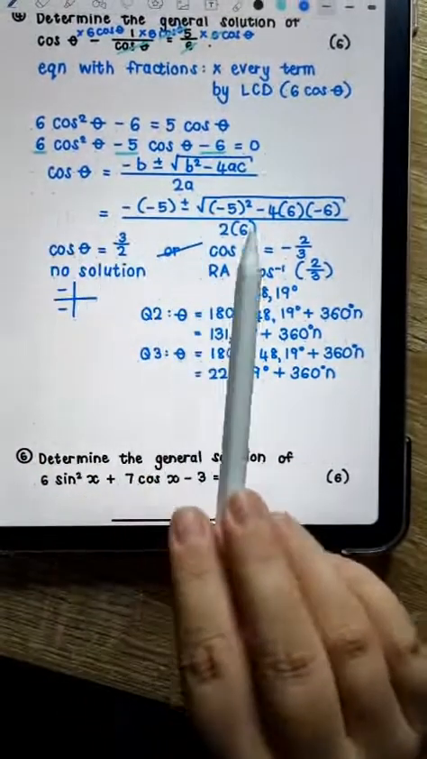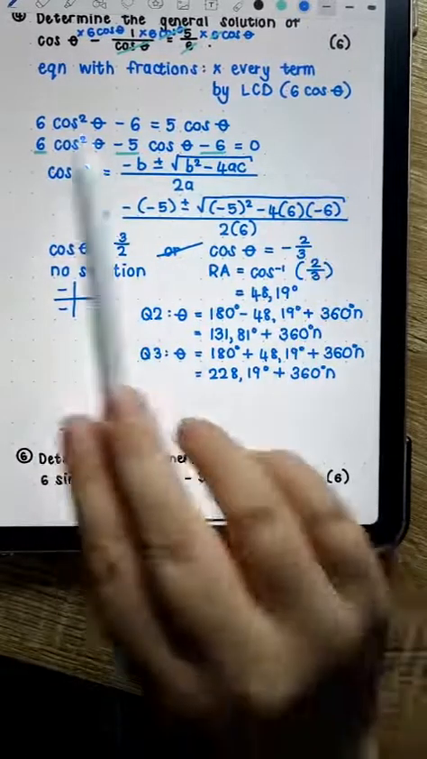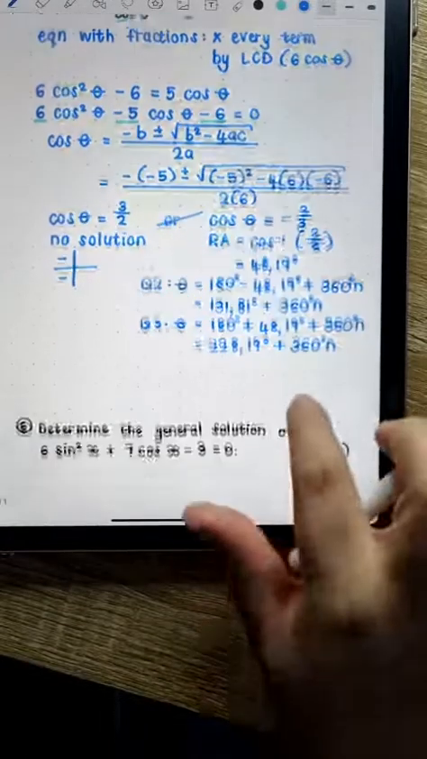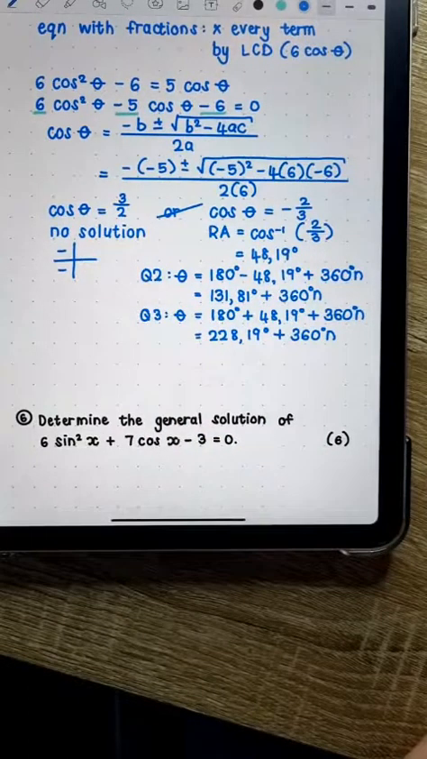Then we factorized by using the quadratic formula, but you could have factorized that trinomial as well if you wanted to. And then we got our two answers and we solved the two equations separately.